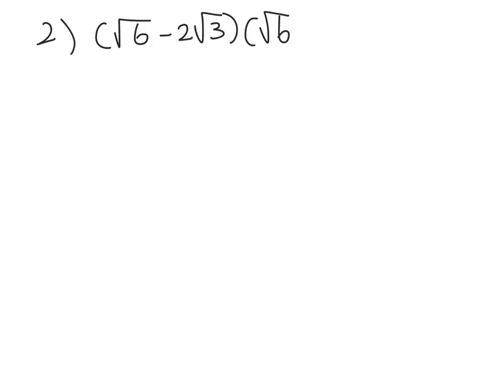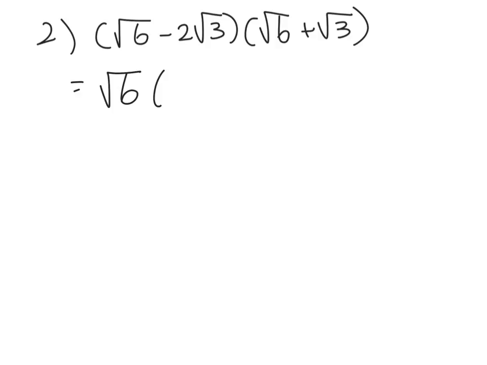Question number 2 is square root of 6 minus 2 square root of 3 times square root of 6 plus square root of 3. This one's a little bit more complicated, but it's still easy. All you have to do is remember you're multiplying this with everything in the back. That's the first thing you gotta do. So let's go ahead and do that.